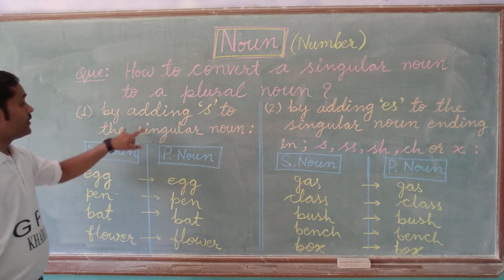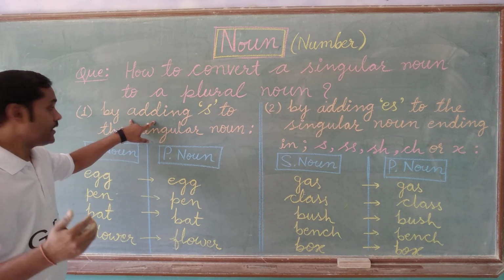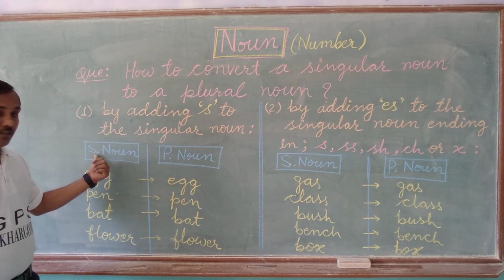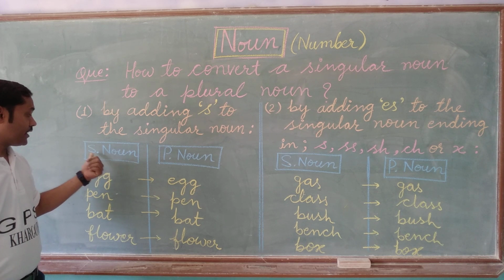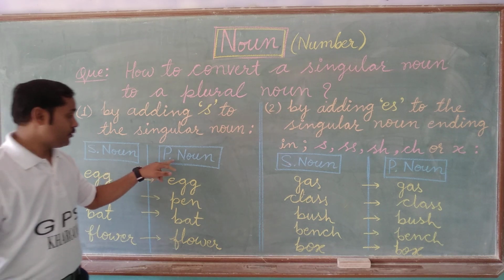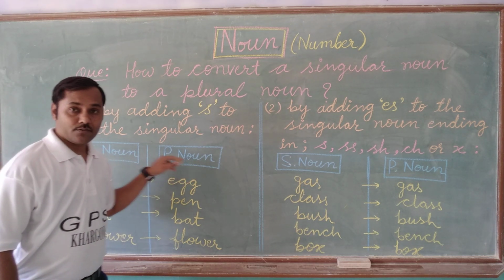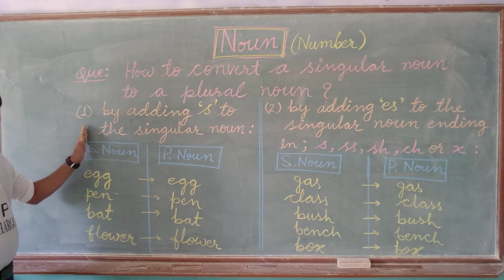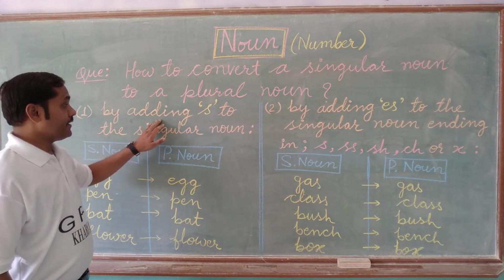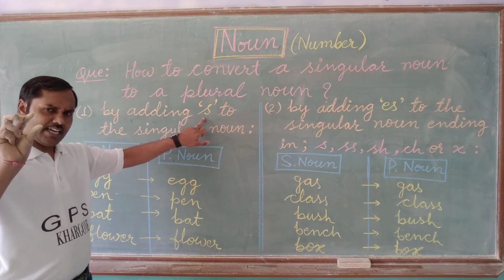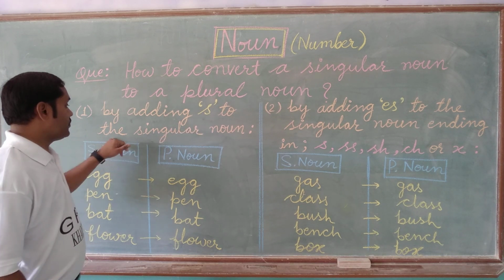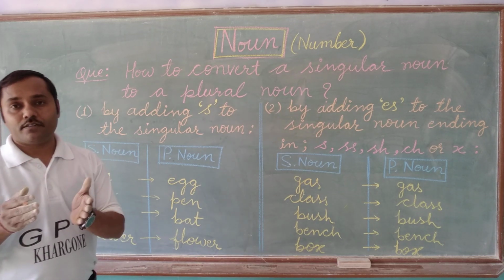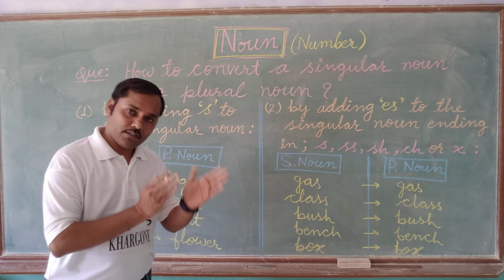Okay, let's talk about the first way. How can we convert one singular noun into a plural noun? From here I will denote singular noun by S noun and plural noun by P noun. S for singular, P for plural. Now the first way to convert is by adding one small letter s to the singular noun at the end. By following this method, we can convert any singular noun to a plural noun. Let's see.